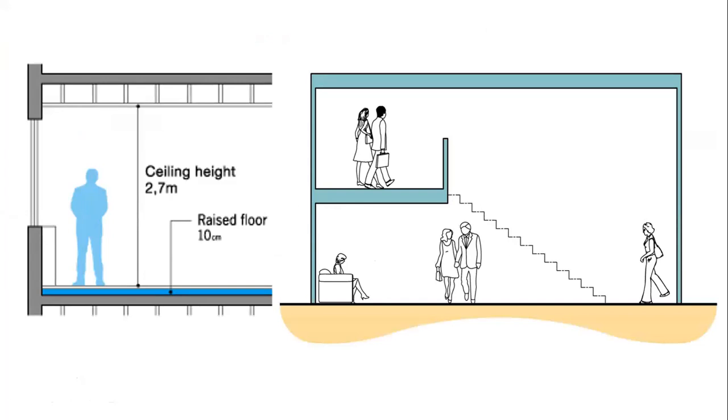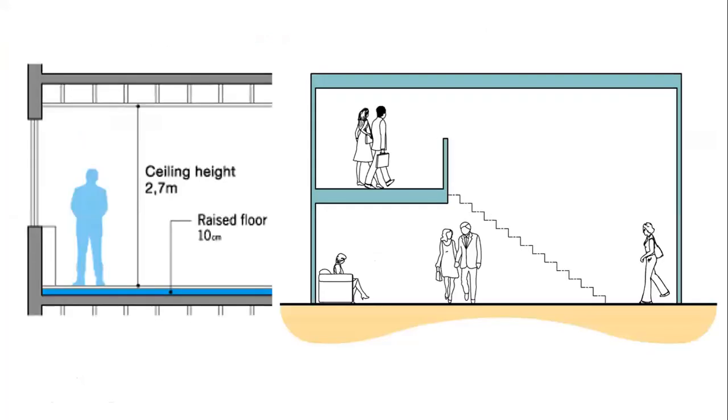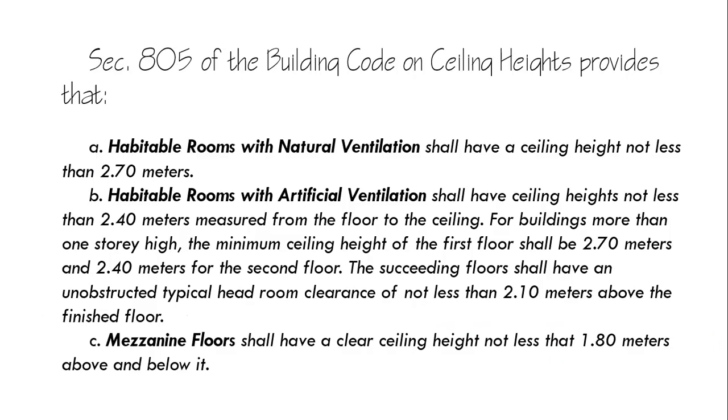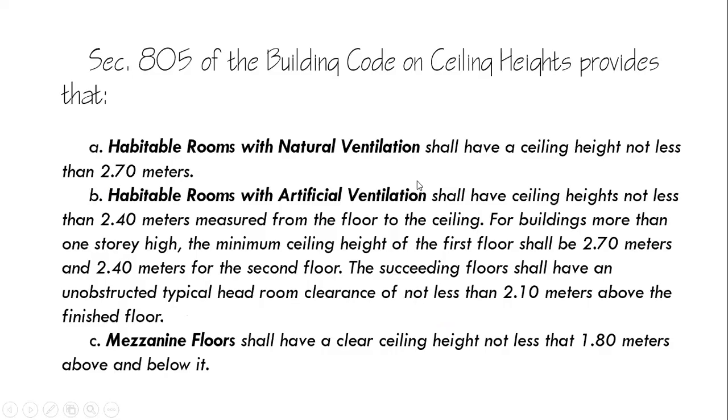So for the mezzanine, the clear ceiling height should not be less than 1.8 meters. So not less than 1.8 meters. So it should not go below 1.8 meters. Okay? So that is 1.8. Alright.